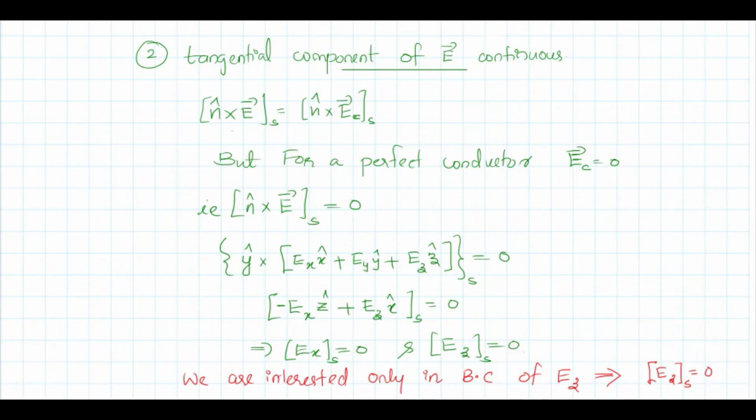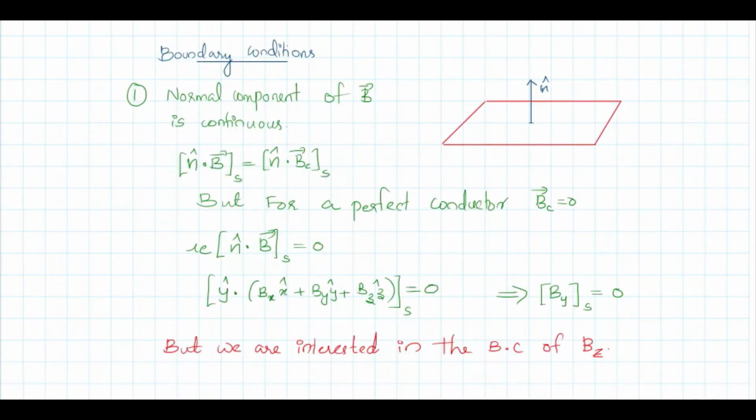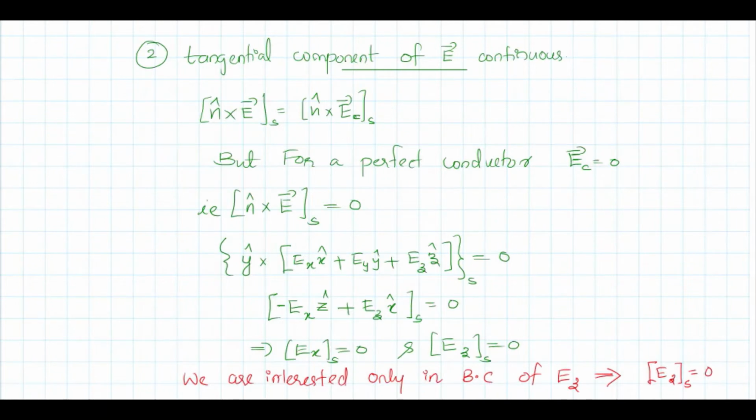We are interested only in the z component of the electric field. So at the boundary, Ez at surface is 0. This is the boundary condition we required. For the magnetic field, we will derive another one later.